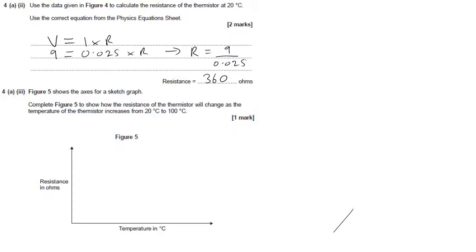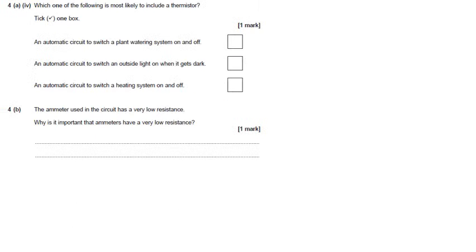A thermistor's resistance decreases as temperature increases, and the graph should look something like this. Because thermistors can detect temperature changes, it would be used in a circuit to switch a heating system on or off. Ammeters need to measure current. If they had any resistance, they would reduce the current that flows. So ammeters have to have a very low resistance so they don't affect the current, or they affect the current very little.